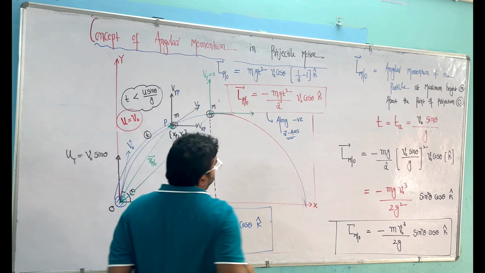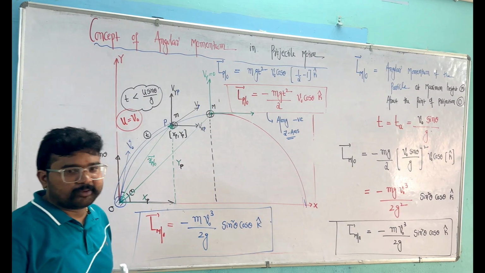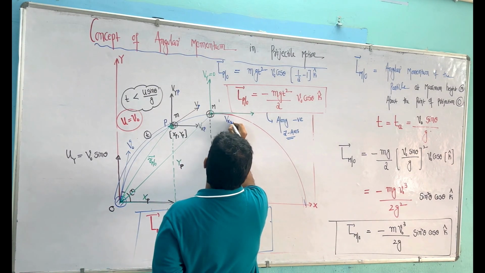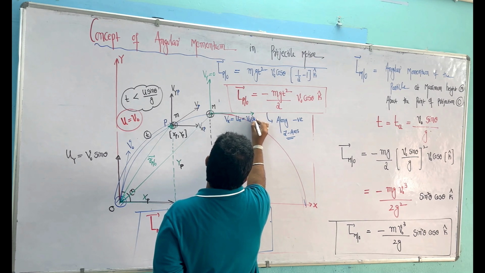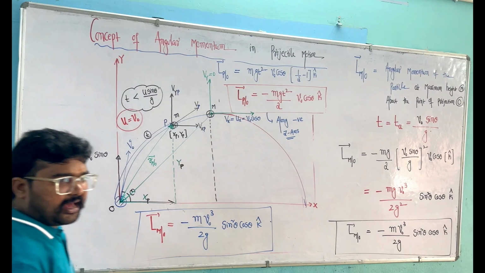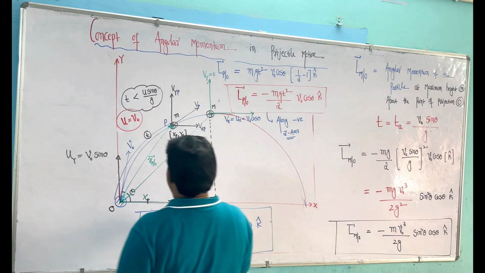Vy equal to how much here? Vx equal to how much here? Ux, V0 cos theta. Okay? So it is hitting the ground.